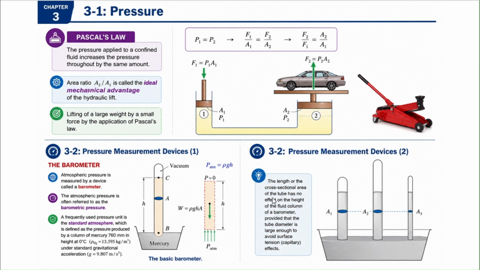The cross-sectional area of the tube has no effect on the height of the column, provided that the tube diameter is large enough to avoid surface tension. Which means you should not select a tiny diameter tube for these types of measurement devices, because the surface tension effect will dominate the readings. So you have to use slightly bigger tubes, not too big, but tubes which are usually available in Home Depot or something should be good enough to be used as a barometer. You don't get the effect of surface tension dominating there.